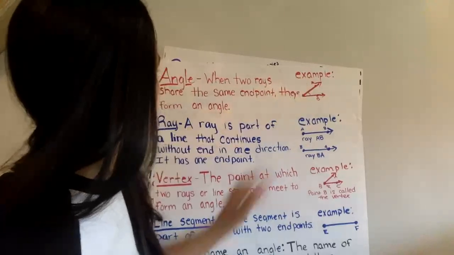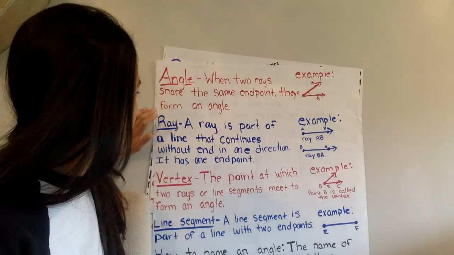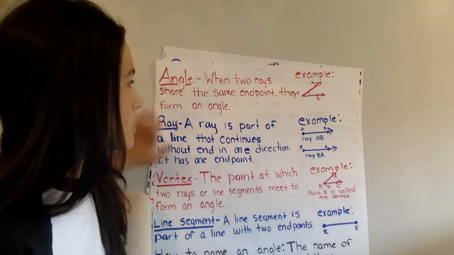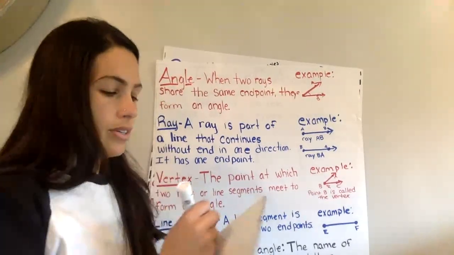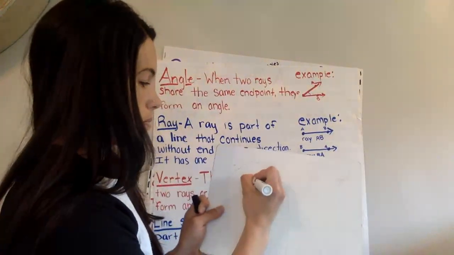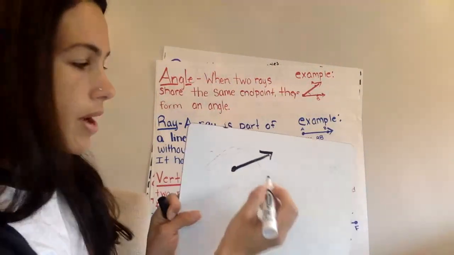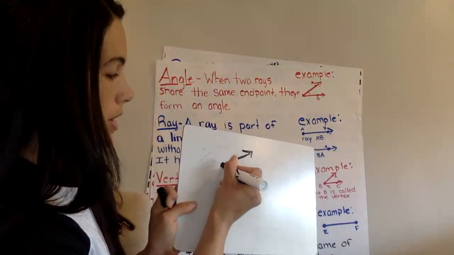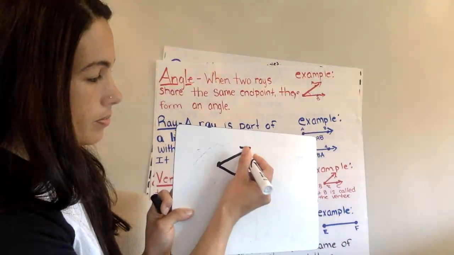Then we have a ray. A ray is part of a line that continues without end in one direction, and it has one endpoint. So remember the endpoint, that is a ray, and then if you put another ray together, that makes the angle.